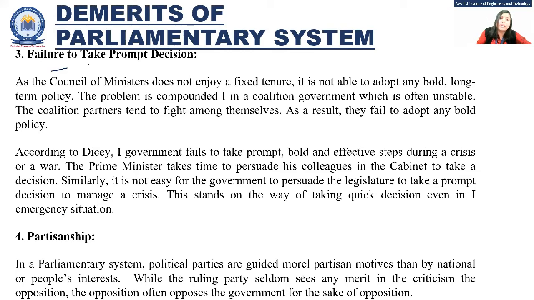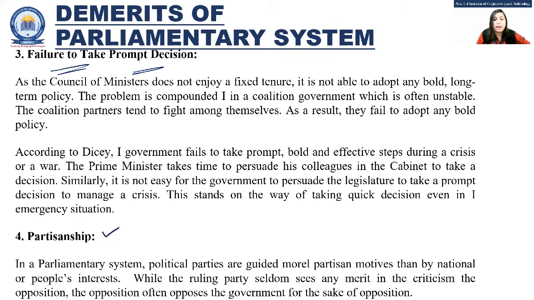Sometimes there is a failure to take prompt decisions. No doubt decisions will be taken quickly, but sometimes, because so many members are there and things go as per democracy, the majority of the people can also make a wrong decision. So failure to take prompt decisions means that at the right time the decision cannot even be right. That is why the failure to take prompt decisions is there.